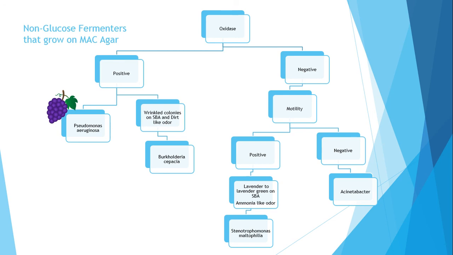Okay? So it kind of helps if you memorize where they are on the flow chart, because I'll remember if Acinetobacter is all the way on the right, then I know it's negative for oxidase and motility. I know that my Pseudomonas is all the way on the left because it's oxidase positive. And then B comes before S for sure. So, hey, it works. Helps me remember.